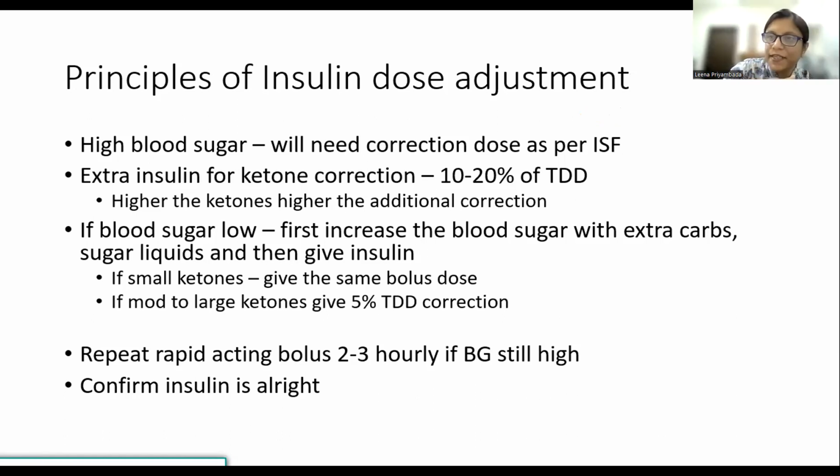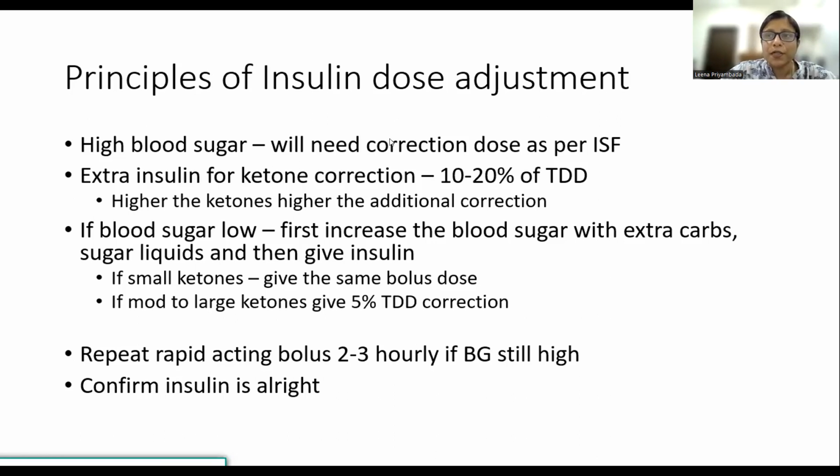Then accordingly we calculate the correction dose. Supposing when I take 1 unit of insulin, my glucose drops by 50. If my glucose is 100 more than what my target should be, then I will have to take 2 units. So that is the correction dose as per my insulin sensitivity factor.